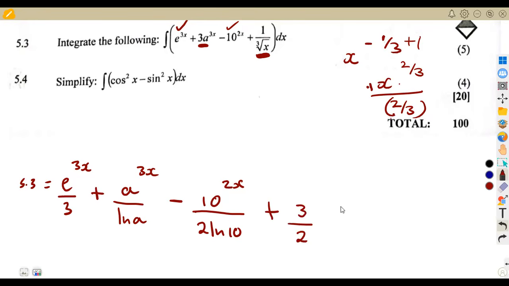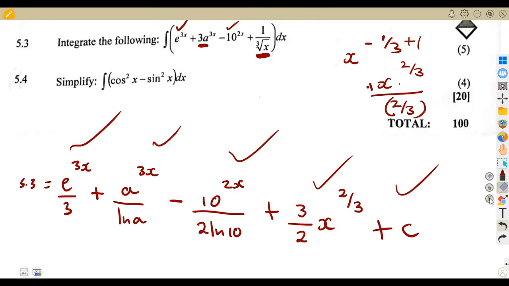And the x is going to remain as it is to the exponent of 2 over 3, or the cube root of x to the exponent of 3 if you want. All right, then don't forget the constant of integration, because you are not given the limits in this case. So you have to consider your constant of integration. So that's it, 5 marks for that. 1, 2, 3, 4, 5 marks. Okay, that's it.